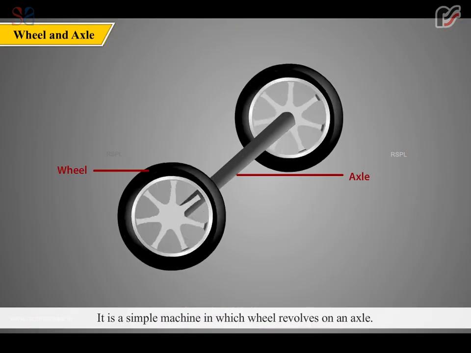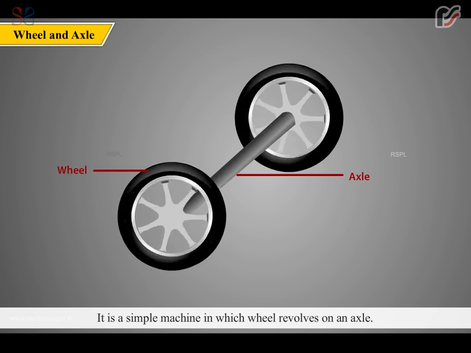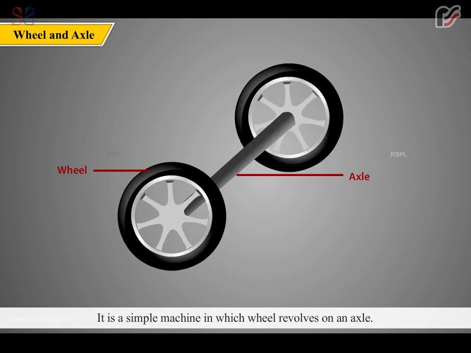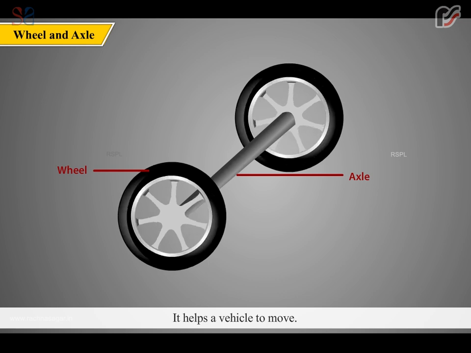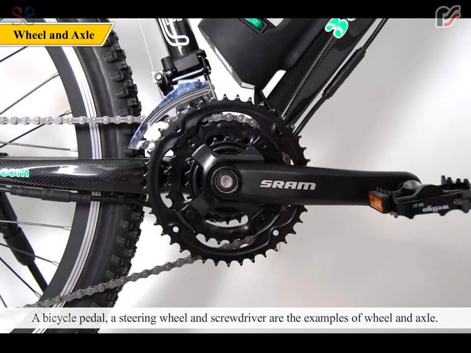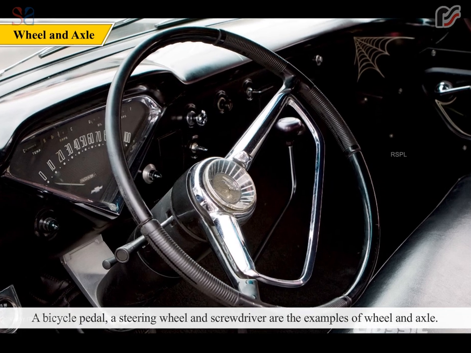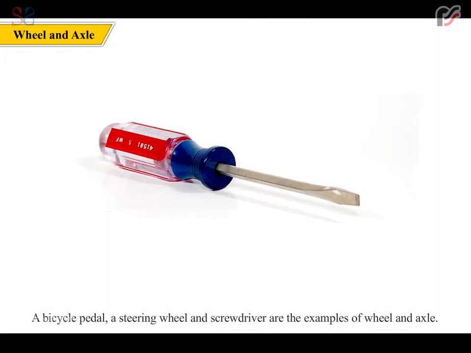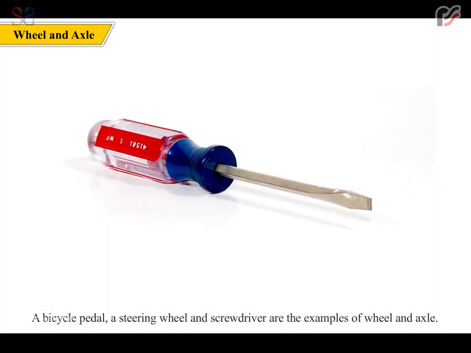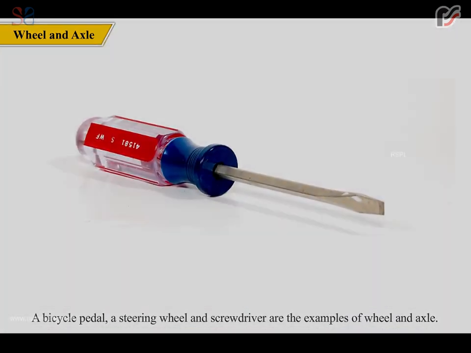Wheel and axle. It is a simple machine in which a wheel revolves on an axle. It helps a vehicle to move. A bicycle pedal, a steering wheel, and a screwdriver are examples of wheel and axle.